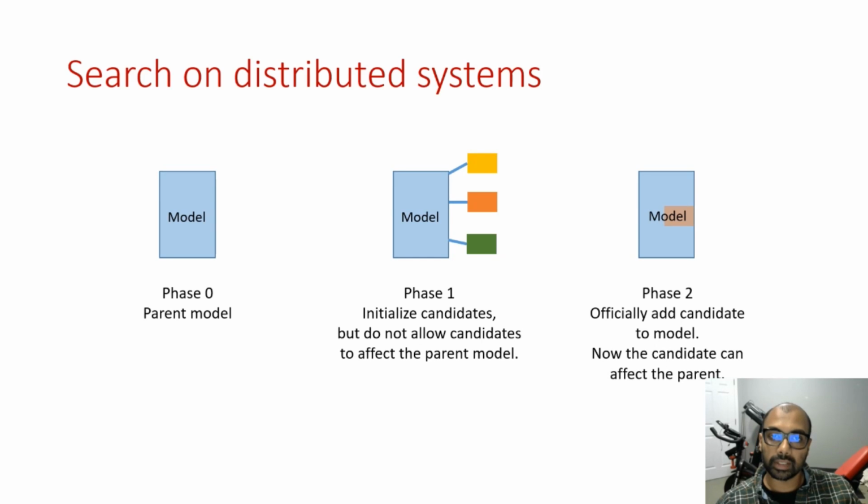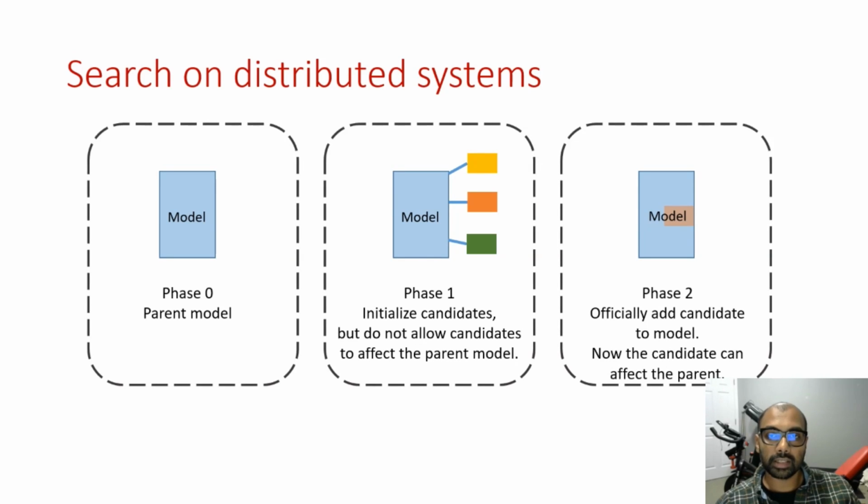Recall we have 3 phases. To organize the computation on a distributed system, we organize these phases into queues or pools. Phase 0 is a pool of parent models which we are generating children from, and we will talk about how we are going to choose parents in the next slide. Phase 1 and Phase 2, candidate and children, are organized into queues that are resolved by worker processes.